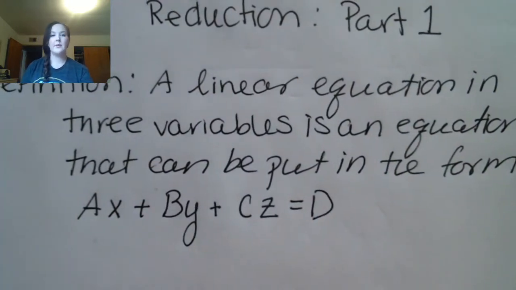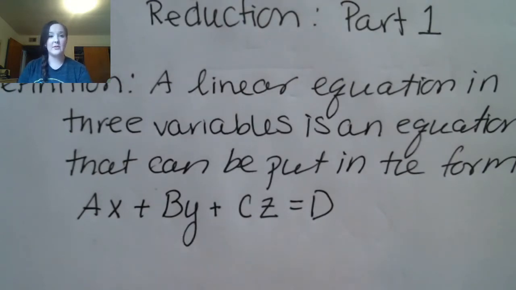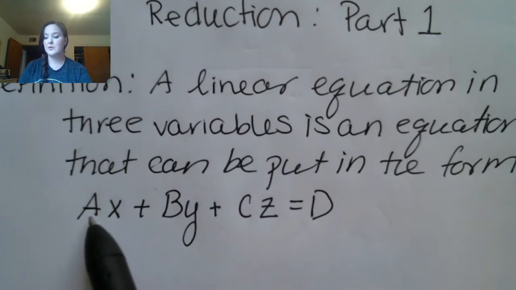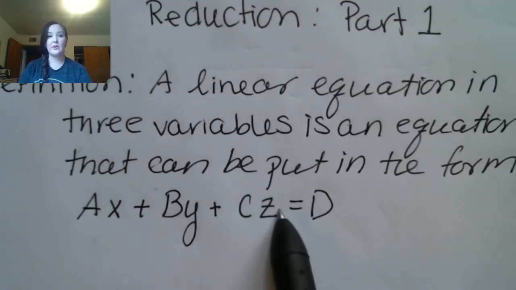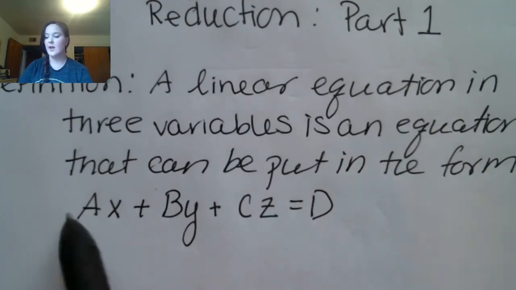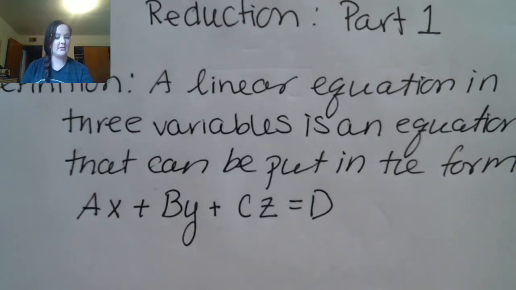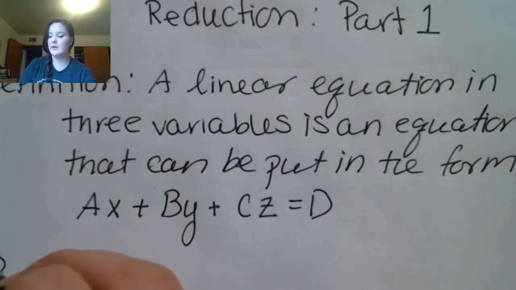Okay, so you'll see that this is pretty much the same as standard form for an equation with two variables, right? Ax plus by equals c. But instead now we have a third variable z, and our constant term is called d. So a, b, c, and d are numbers, and then our variables are x, y, and z. So let's look at what a solution to this would look like.